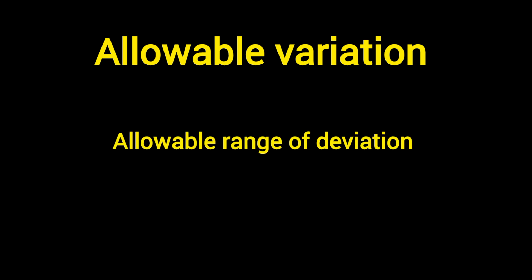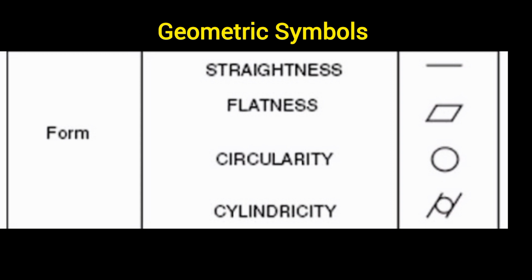Okay, so now moving on to our next term, that is allowable variation. This is the acceptable range of deviation ensuring parts meet design requirements. Now let's discuss these symbols along with their respective categories.